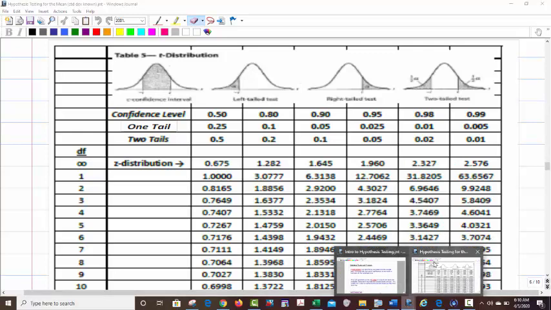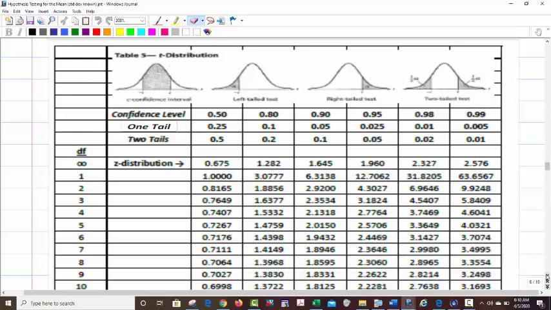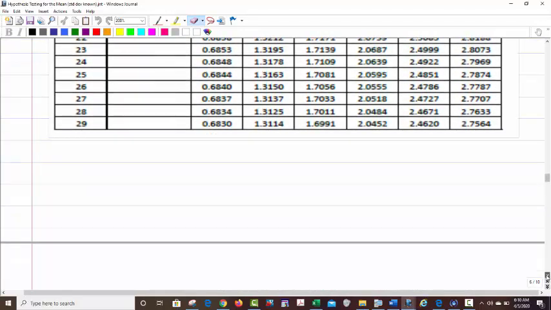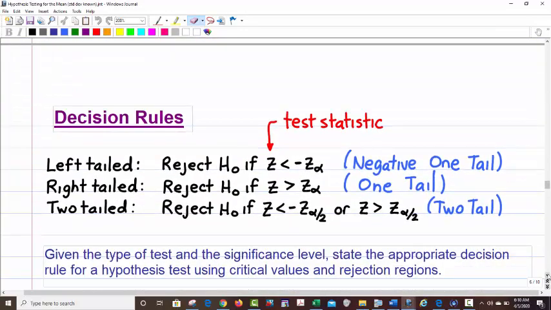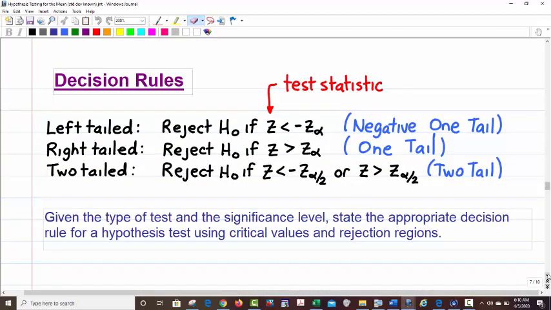And let's go back. Oh, yeah, right. I was in the notes. I thought I was on a separate page there. So here they are written out. Here are the decision rules for this. If it's a left-tail test, you're going to reject the H0 if z is less than negative z alpha. If it's to the left of the negative z, you're going to reject it.